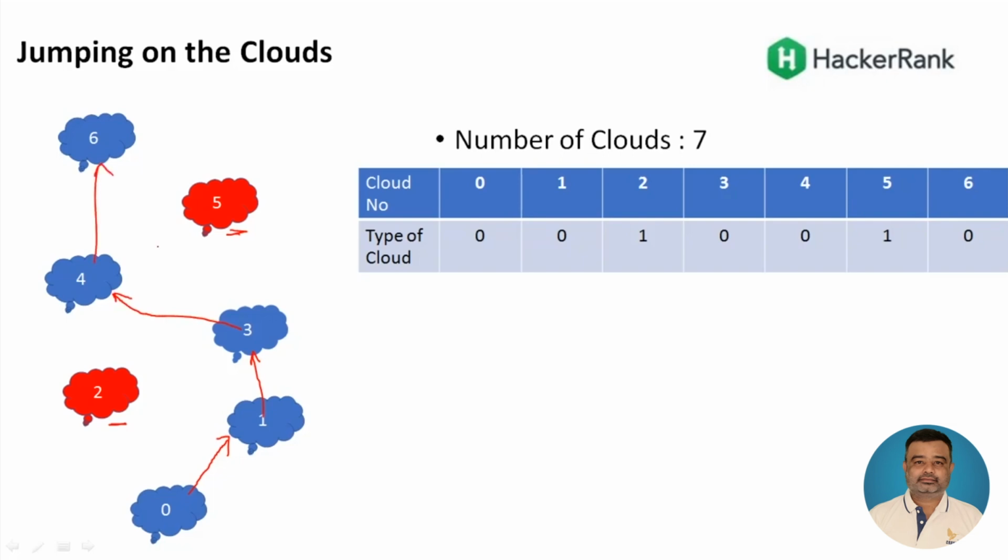So after my first jump, you'll be at cloud number 1. After the second jump, you'll be at 3. Then after the third jump, you'll be at 4. And after the fourth jump, you'll be at 6.